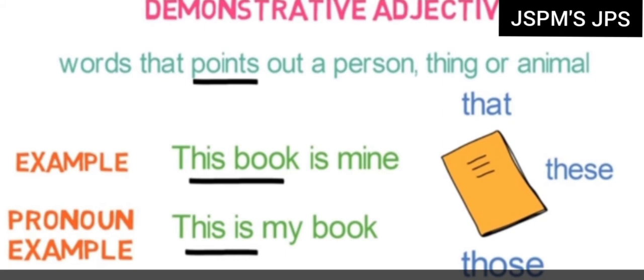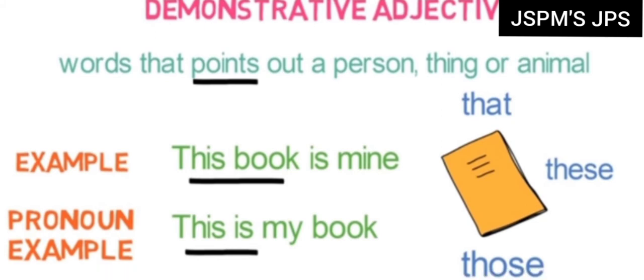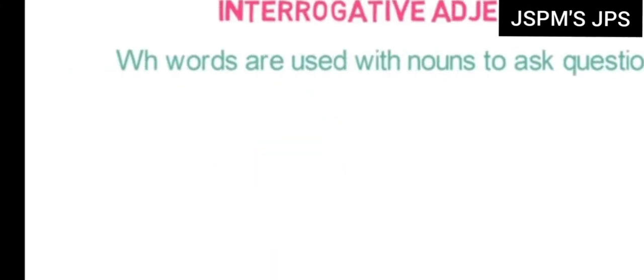And when we were discussing pronouns and used a demonstrative pronoun, we said this is my book. Here we replaced the noun with this, and this comes before the verb. So this is the main difference. You need to remember it, don't get confused. If you practice and learn, you will understand. It's very easy. Okay, now the next kind of adjective is interrogative adjective.